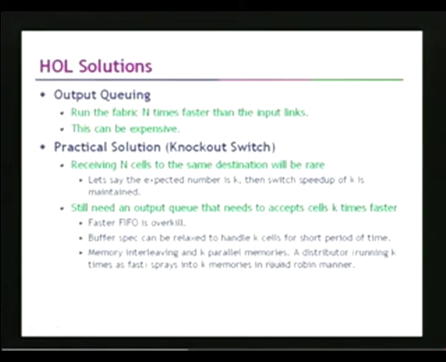What you can do really is that you can use memory interleaving and k parallel memories, and finally a distributor which runs k times as fast, it actually sprays into k memories in a round robin manner. Okay, so it's like there are k parallel memories and then the distributor. This distributor, of course, whenever the k cells come, will have to run k times faster, and it sprays these cells into the memories in a round robin manner. So you can actually use this principle, a distributor and an interleaved memory, instead of going for a faster FIFO which runs at a speed of k times more.